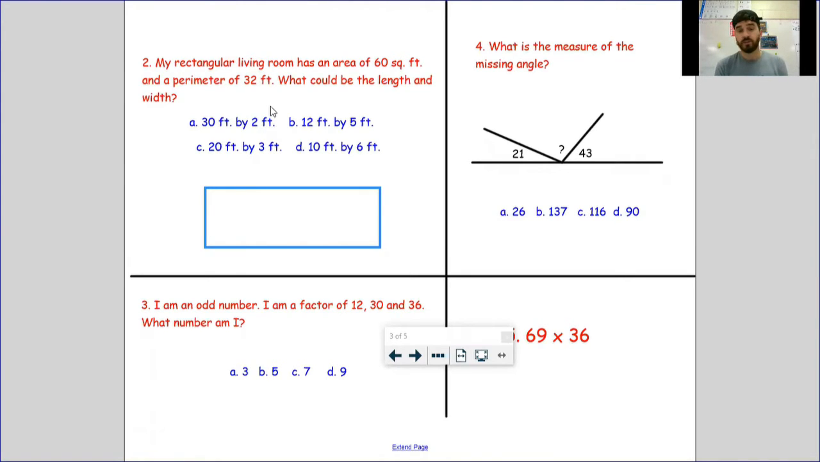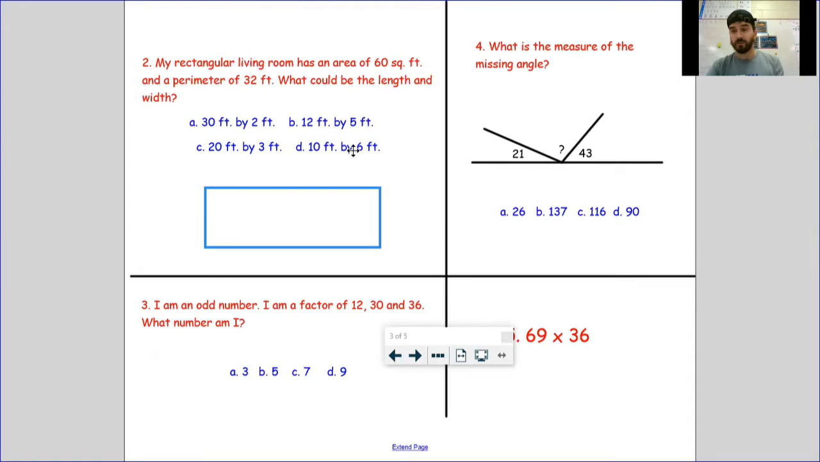So again, I like to focus on one before the other. I would just look at the area, length times width. So if I took these length and widths and I multiplied them, would they give me 60? And if they do, then I'll try the perimeter. So if I did length times width here, 30 times 2, that would give me 60. Same thing for B. If I did 12 times 5, that would give me 60. If I looked at C, length times width, 20 times 3, that would give me 60. And then D, 10 times 6, that would give me 60. So I can't make this one any easier by eliminating answer choices.